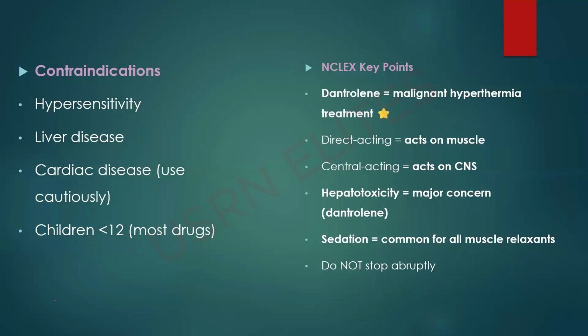Now let's look at our right hand side, the English key points. So dantrolene, that's why you have a star attached to it. Dantrolene is mainly used for what? Malignant hyperthermia. I hope you all know what malignant hyperthermia is.